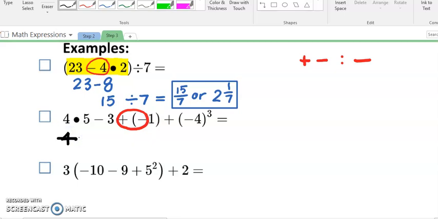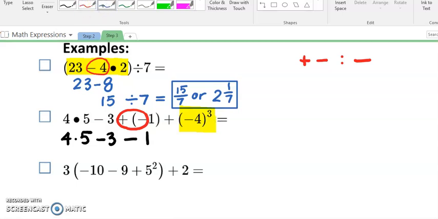4 times 5, take away 3, subtract 1. Oh, we have the problem again. We have another double sign issue. But this time we can't just change the sign because of this exponent. I need to get rid of these parentheses by applying the exponent. I need to do -4 to the third power.